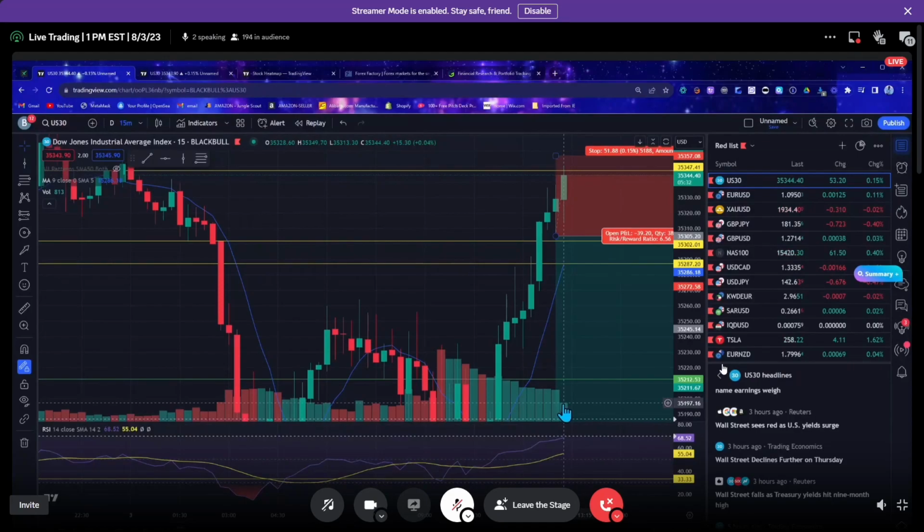But we do like the buying momentum candle right here, volume is low. This thing is going to push up a little bit more. Hopefully it doesn't hit our stop loss, and then wait for the reversal.